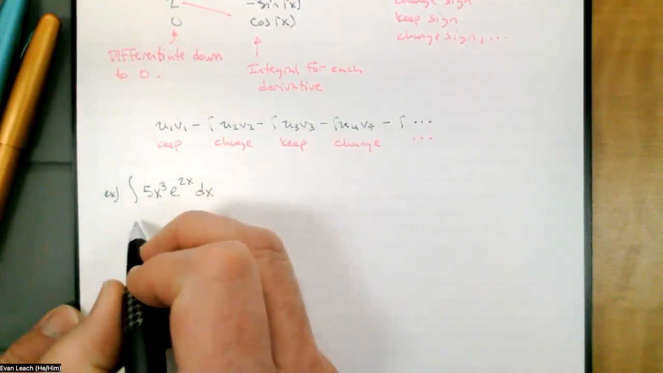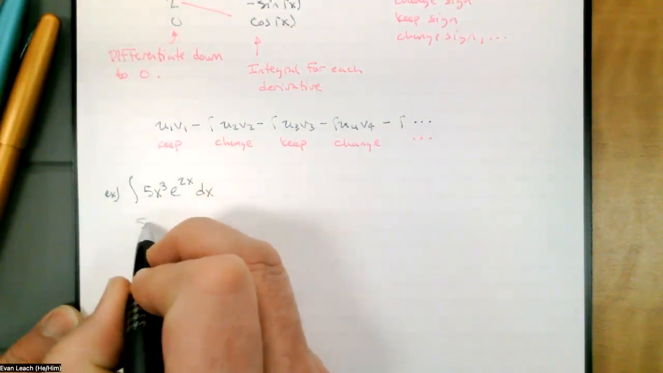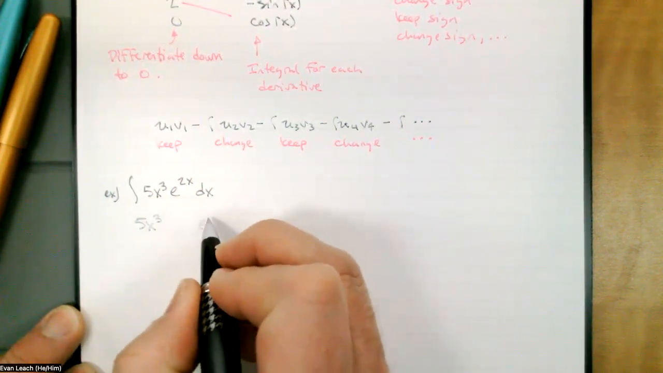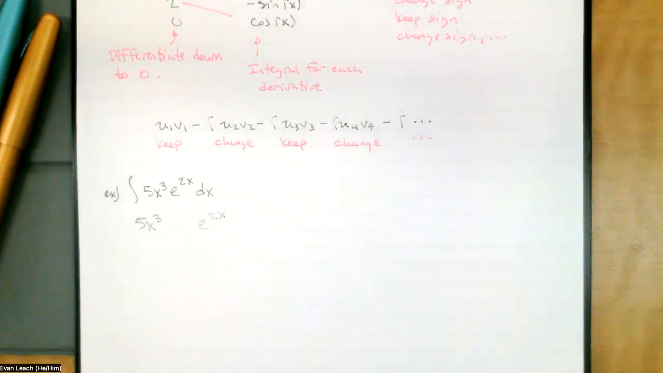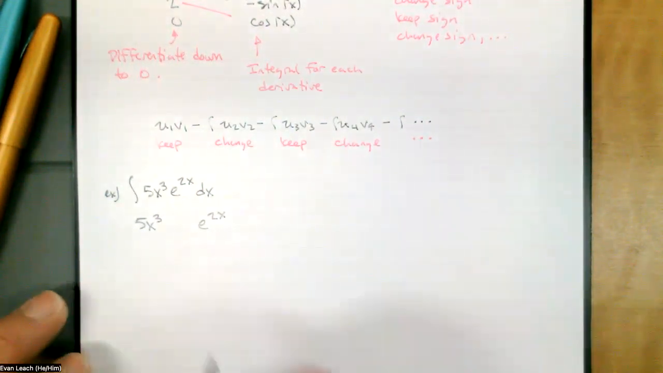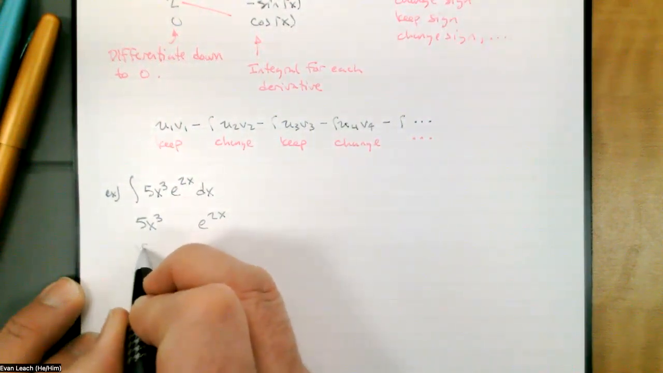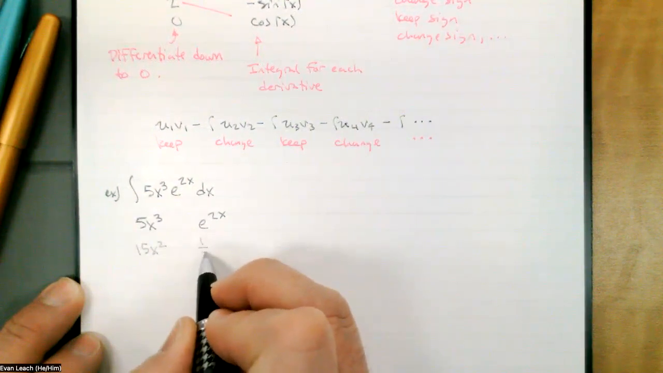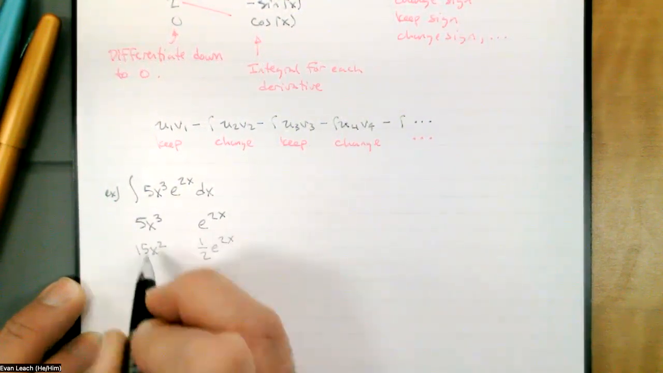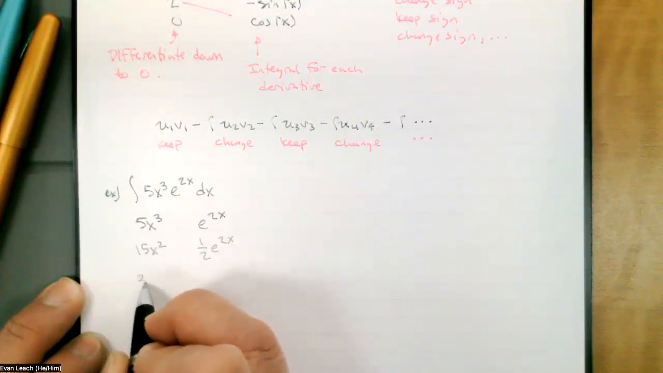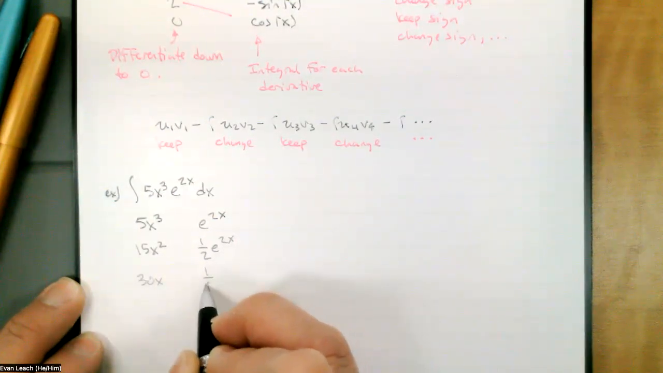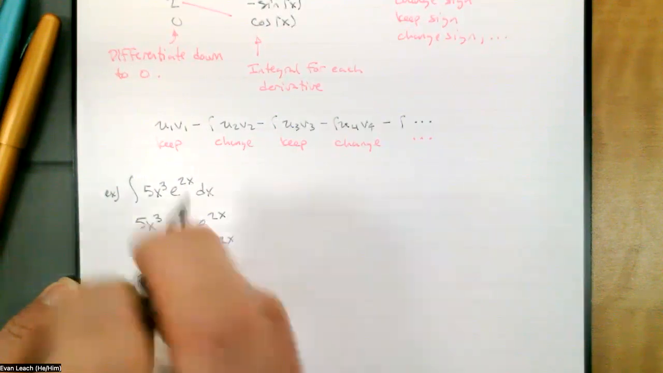We're going to start. U is going to be the 5x to the third. And our other part is an e to the 2x. We're going to differentiate down to 0. The derivative of 5x to the third is 15x squared. For every derivative, we integrate, or 1/2 e to the 2x. The derivative of 15x squared is 30x. The integral of 1/2 e to the 2x is 1/4 e to the 2x.